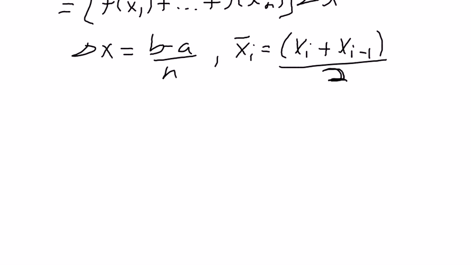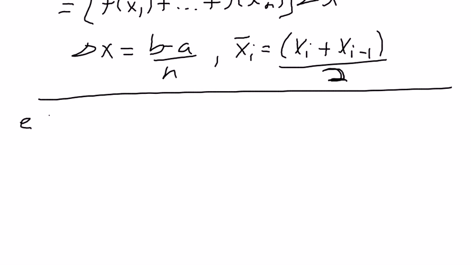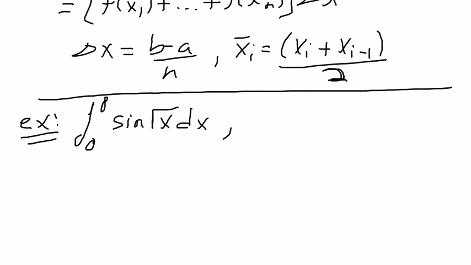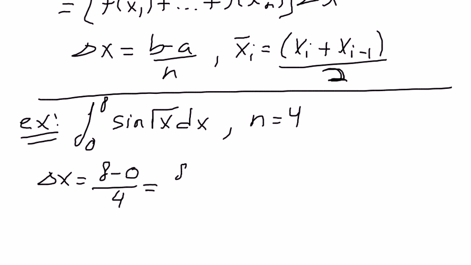So, let's go over an example. If we have a definite integral from 0 to 8 of sine of the square root of x dx, and n is going to equal 4, that means our delta x right away is going to equal 8 minus 0 over 4. It's going to equal 8 over 4, which equals 2. We're going to have 4 midpoints, and we know that because n equals 4.